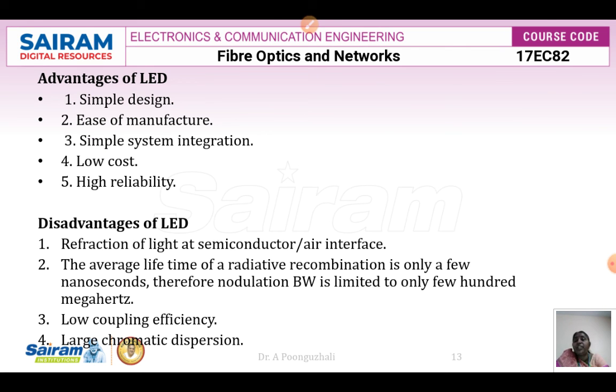The advantages of LED are simple design, ease of manufacturing, simple system integration, low cost, and high reliability. But the disadvantages of LED are that refraction of the light takes place at the semiconductor or air interface. The average lifetime of radiative recombination is only a few nanoseconds. Therefore, the modulation bandwidth is limited to only a few hundred megahertz. And we have low coupling efficiency, and the chromatic dispersion is also large in the case of LEDs.